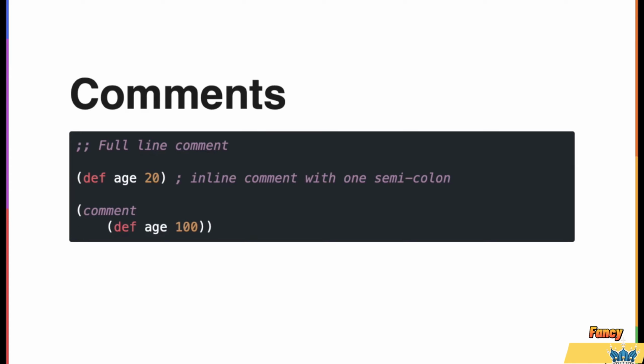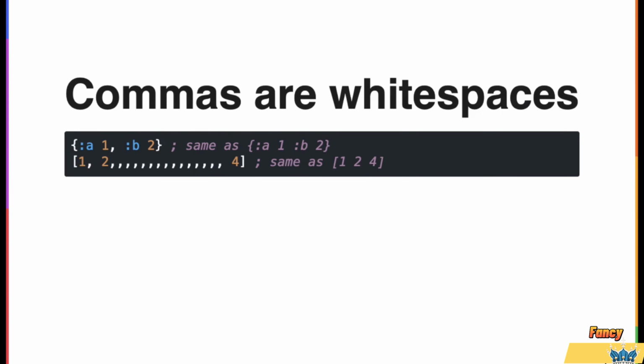Comments can be defined using a semicolon. The convention is to use 2 semicolons for a full-line comment and 1 semicolon for an inline comment. We can also use the comment macro to define multi-line comments that contain code. This is generally called a rich comment, and we'll study about this later in this course. Commas are read as white spaces. You don't really need to add them, but you can if you wish.